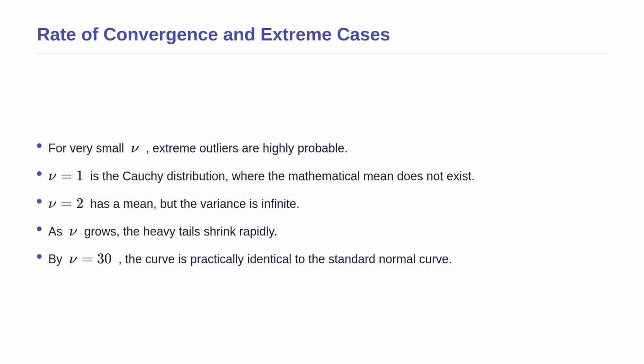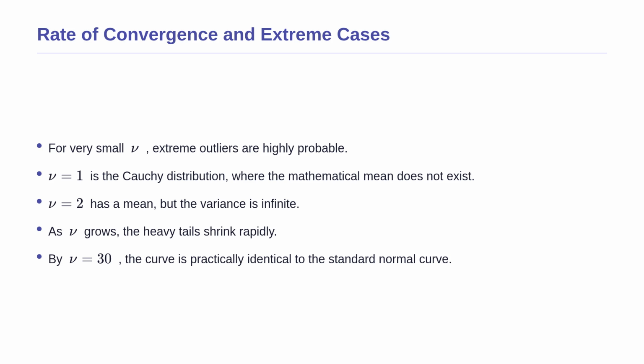So we have proven that this convergence holds. This brings us to an important practical question. How quickly does this happen? For very small values of nu, the t-distribution is critically larger in the tails than the normal curve. The most extreme case happens when nu equals 1, known as the Cauchy distribution.